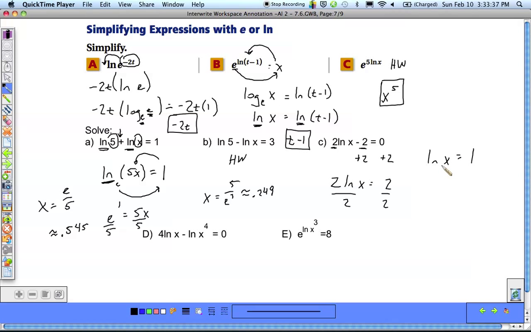What's our base that we don't see here? Since it's a natural log, that's going to be base e, and we could just change this into exponential to be able to finish solving it. e raised to the first equals x, so that just means x is equal to e.